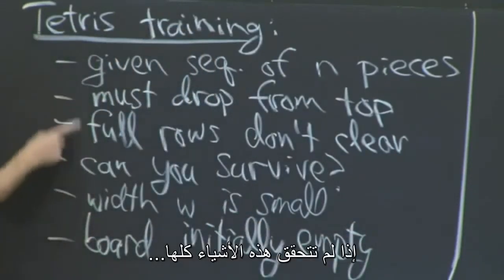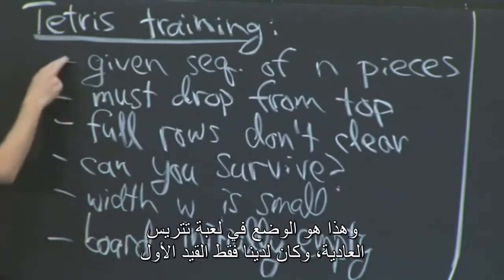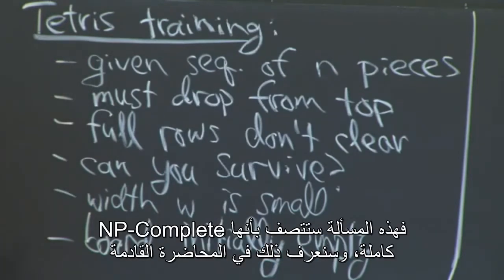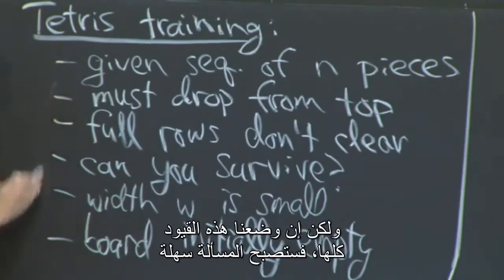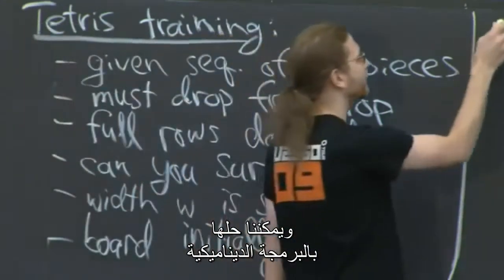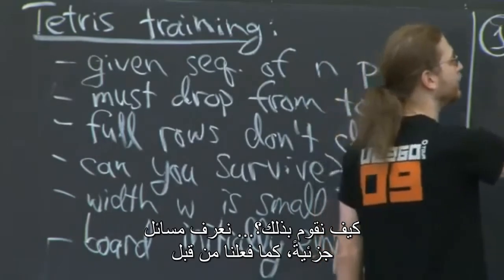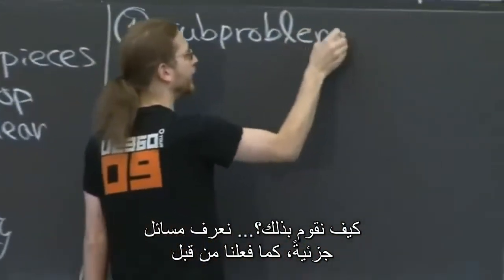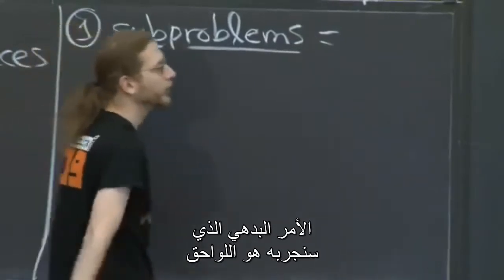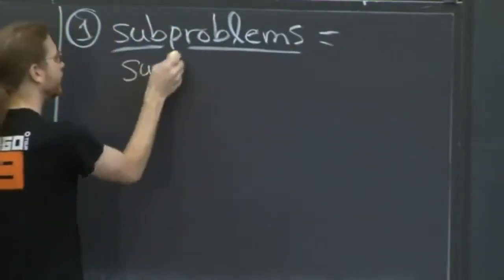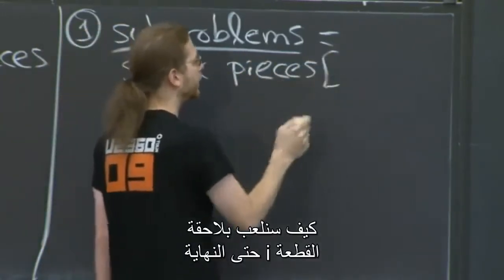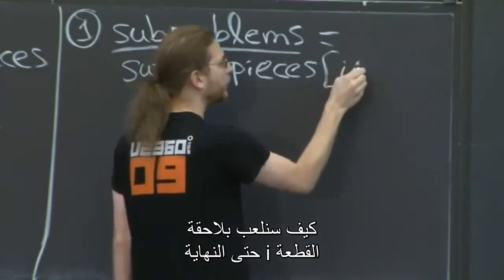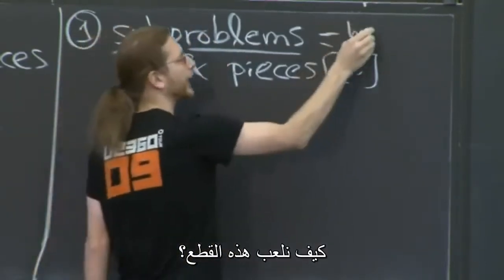If all of these things are not the case, which is regular Tetris, if you just have the first thing, then this problem is called NP-complete. We'll be defining that next class. So it's computationally intractable. But if you make all of these assumptions, the problem becomes easy, and you can do it by dynamic programming. So how do we do it? We define subproblems. Just like before, the obvious thing to try is suffixes. How do we play the suffix of pieces I onwards?